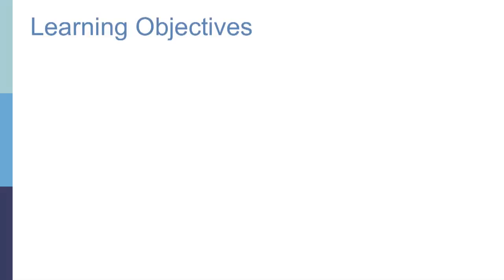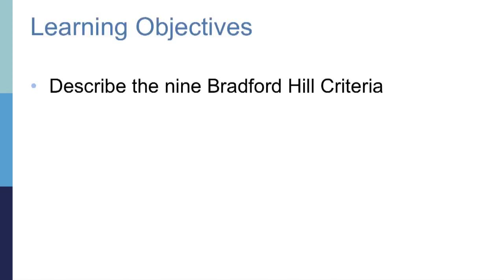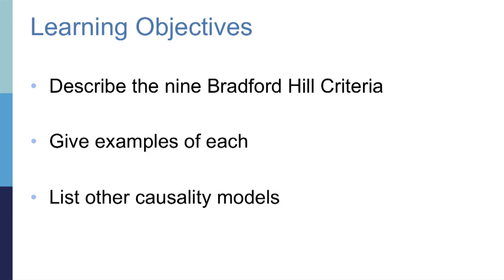In this lecture, you'll learn about the Bradford-Hill criteria for causality. After you have listened to this lecture, you should be able to describe the 9 Bradford-Hill criteria for causality and give examples of each. You should also be able to list modern models of causality.